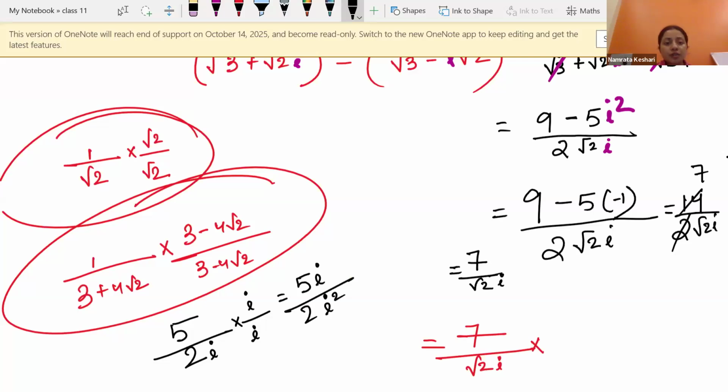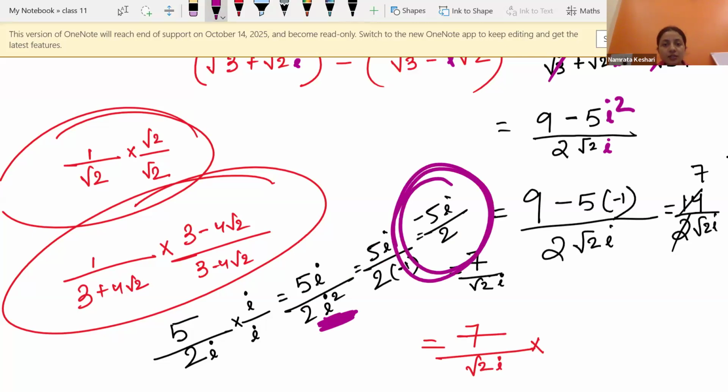Okay, wherever you will see i square, just put the value minus 1. The moment we put the value i square as minus 1, in our example, we'll be getting 5i by 2 into minus 1. And we will be getting 5i by just 2, minus 5i by 2. Okay, this one is the answer. You can write it in the standard form, that is a plus bi. You can say your a is 0 and your bi you are having in front of you. Are you getting it?